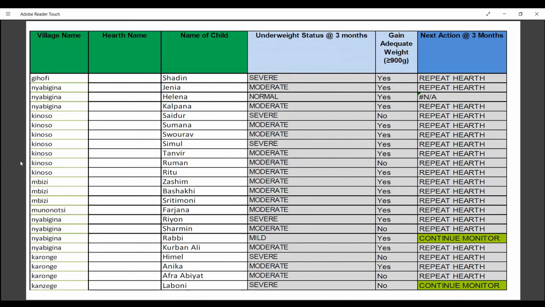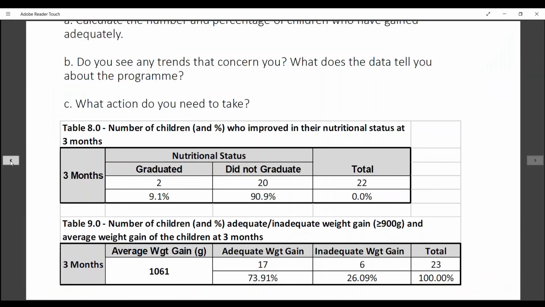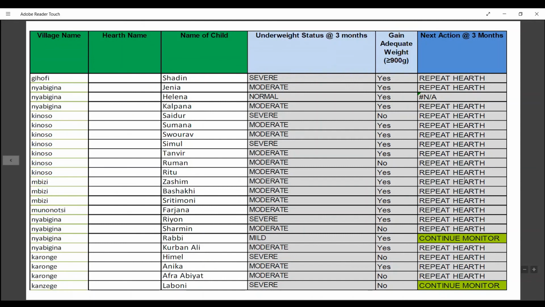If we look back into our graduation rate, we can see that only 2 children have graduated from the program. So what we need to do is go back and revisit our program to see some of the key components of our program. Starting from the training, have the volunteers been appropriately trained to conduct HEARTH sessions? Did the mothers understand the contents of the HEARTH session? Are they practicing at home? Do they have enough support?